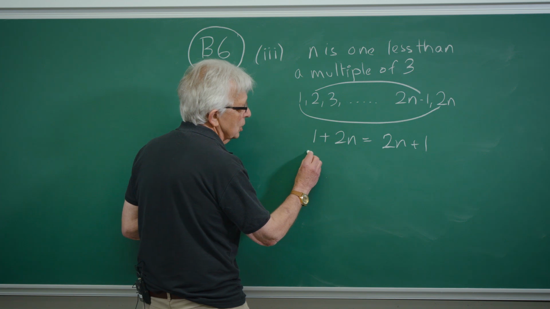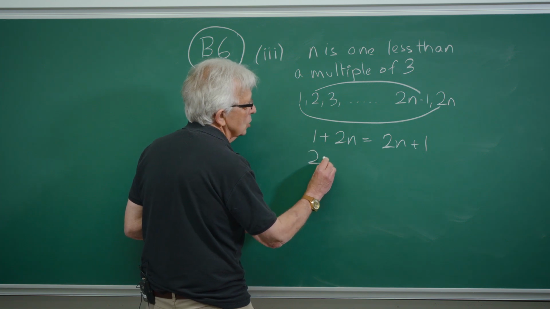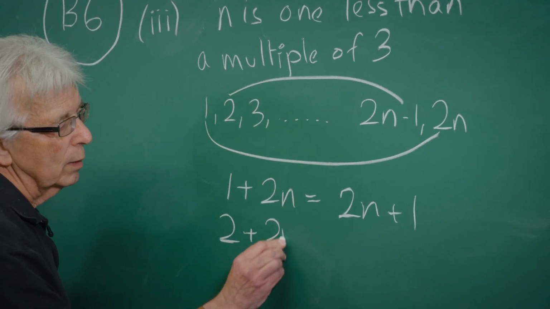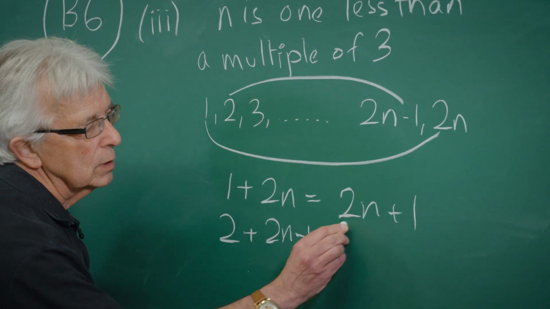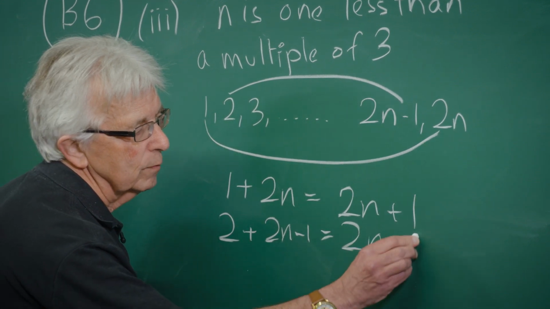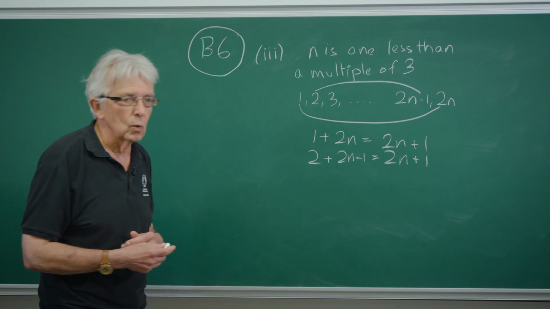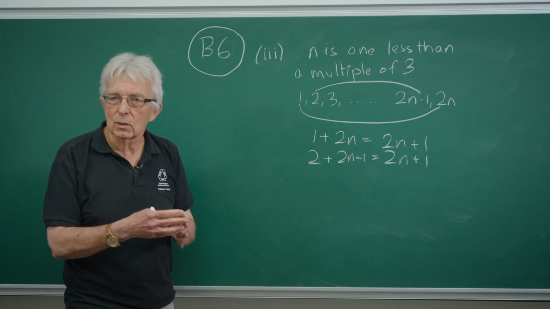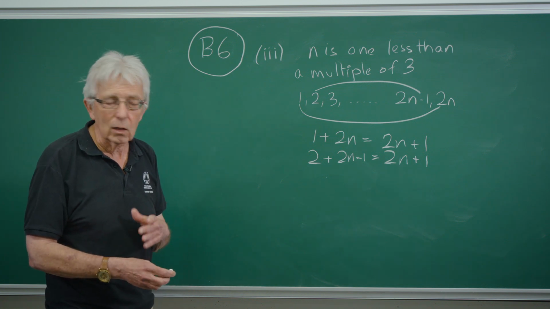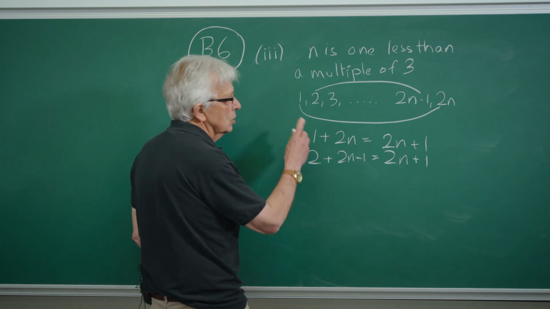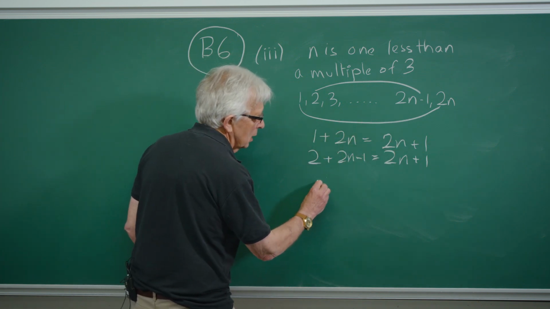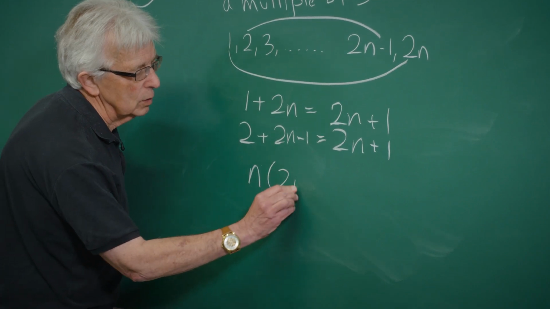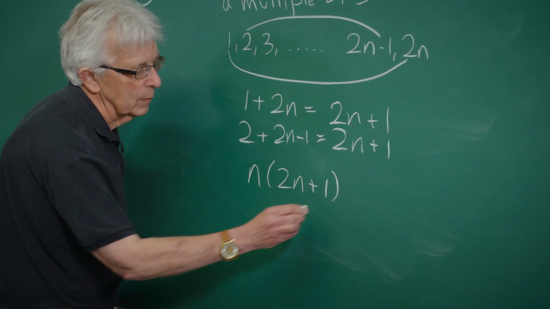And just to check that we're on the right track, we've got 2 plus 2n minus 1, which gives us the same result as before. Each one is 2n plus 1. Now looking at that, all the pairings will give us that, and we notice that we've got n lots of that. So the sum total of all those is n lots of 2n plus 1.